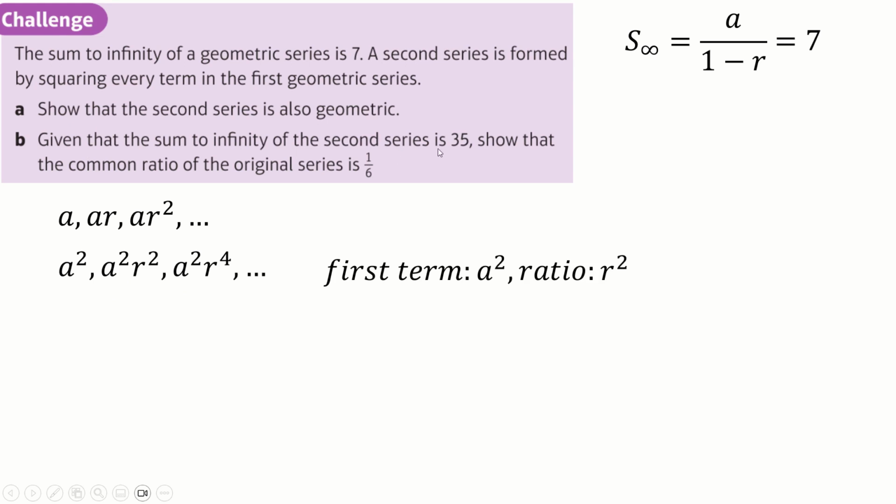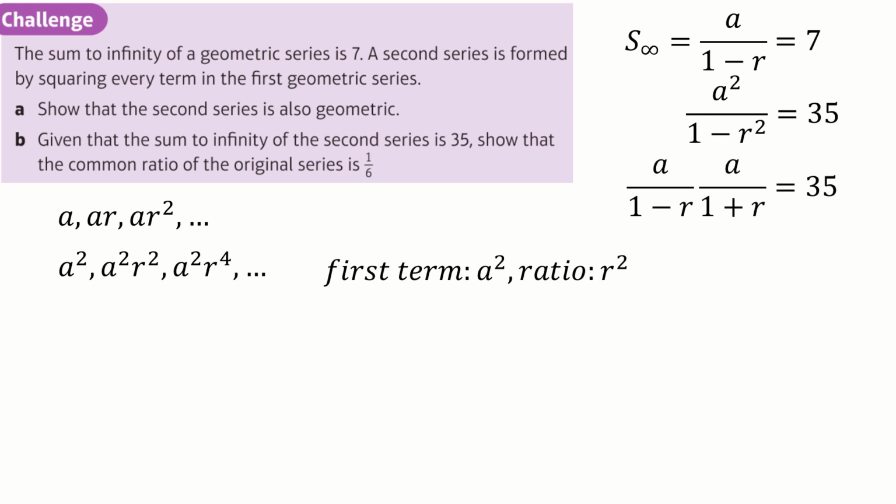The sum to infinity of the second series is 35. So the first term is a squared, and the ratio is r squared, so that means a squared over 1 minus r squared is 35. Going to be fancy here. This here can be written as a over 1 minus r times a over 1 plus r, because of the difference of two squares here. But this thing here is just 7, according to this.